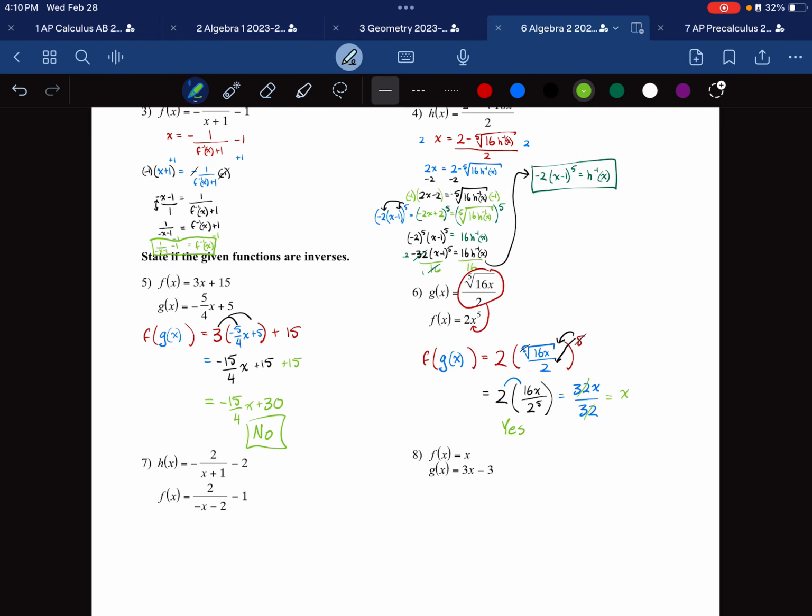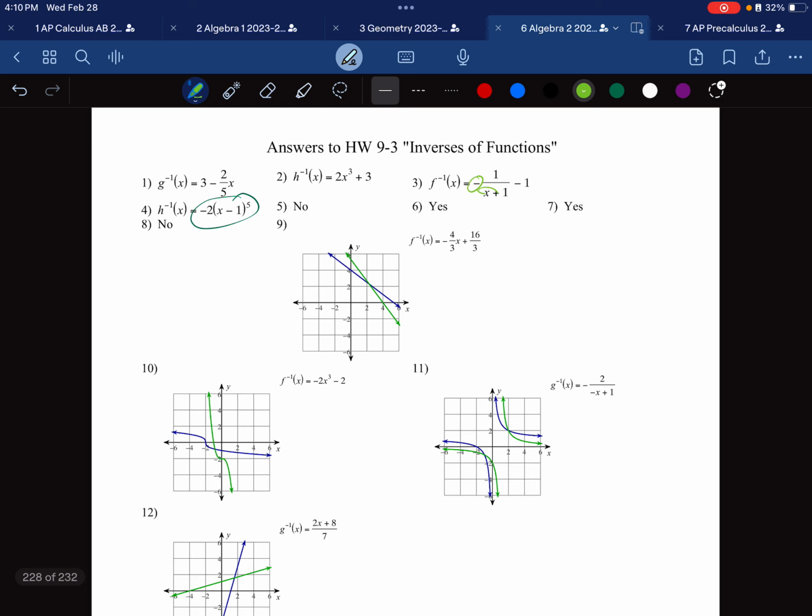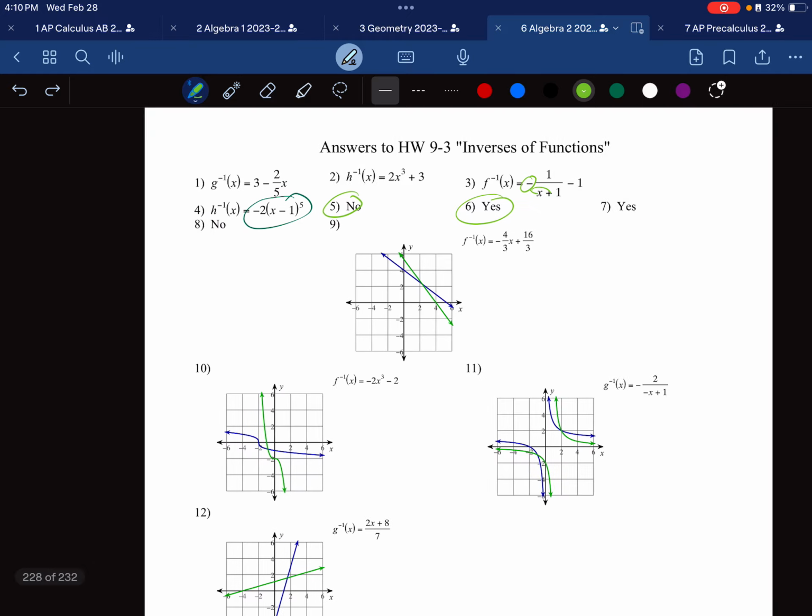Let's go ahead and check those 2 answers. So I said that 5 was no and 6 was yes. We can preemptively see yes, no, so we can check those answers. It should be a yes and no.